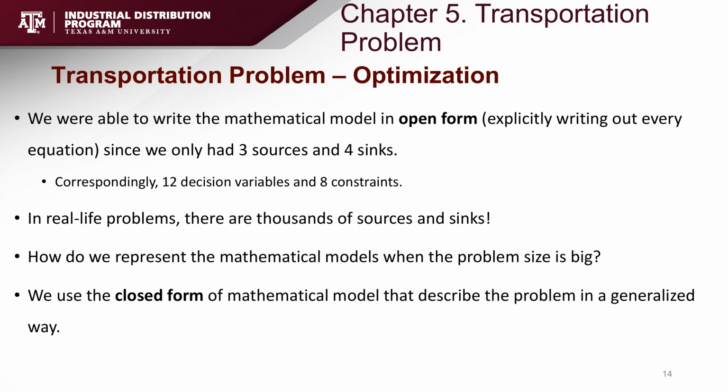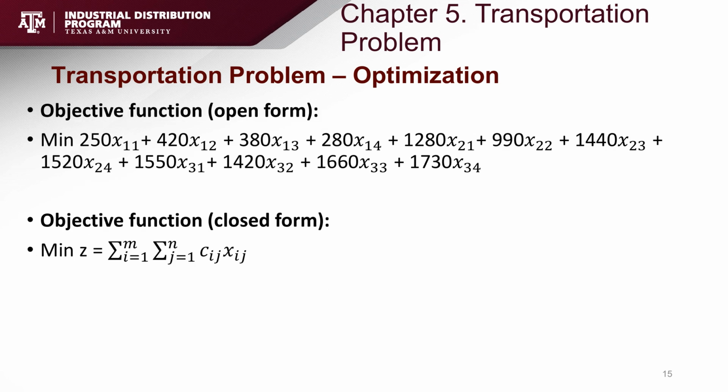That's the closed form, a compact generalized description using summation signs and index sets. Same model basically, just in a language that scales. Let's translate each piece. All right, start with the objective. In open form, it was 12 separate cost times flow terms. In closed form, they all collapse into one line.